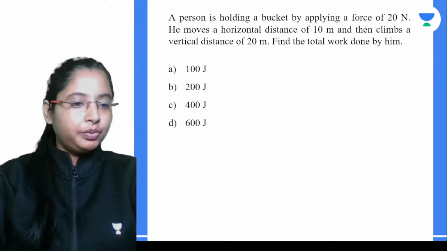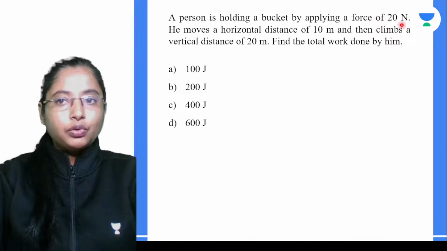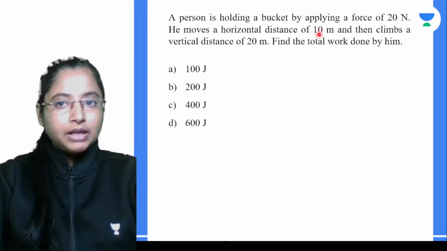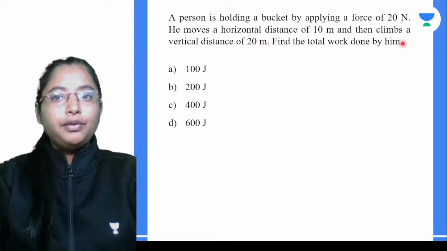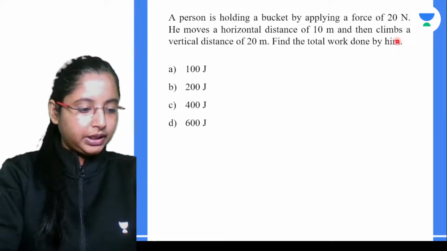Now let's do one numerical. A person is holding a bucket by applying a force of 20 Newton. He moves a horizontal distance of 10 meters and then climbs a vertical distance of 20 meters. Can you find the work done by him? Very simple question.